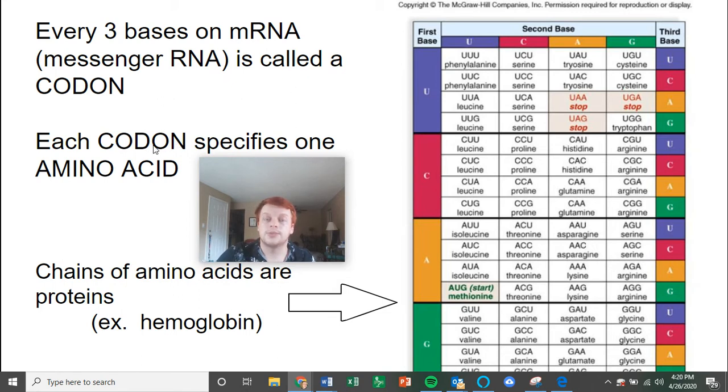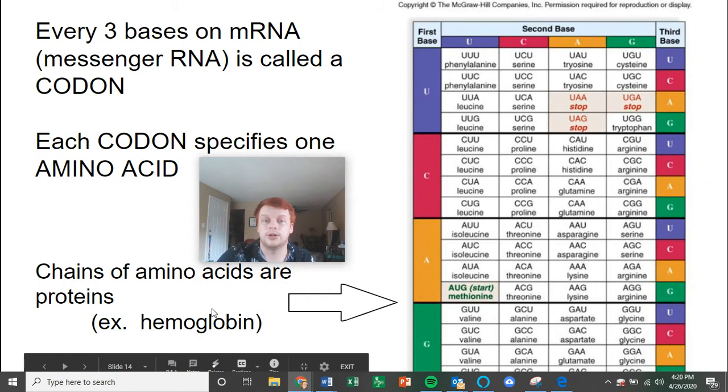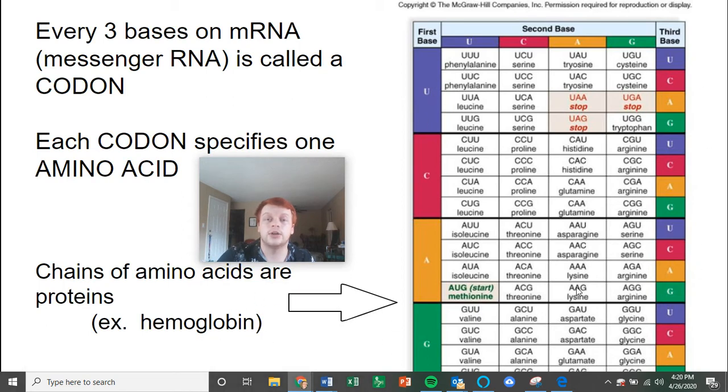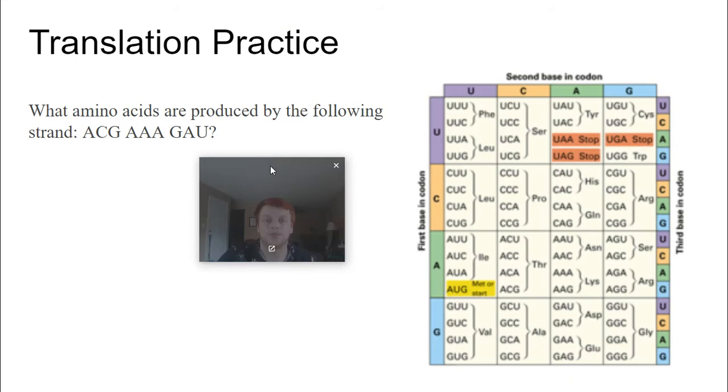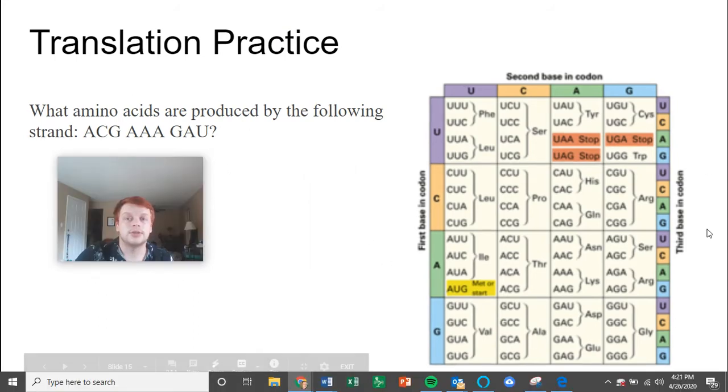Every codon specifies 1 amino acid, and then the chain of amino acids that get produced is the protein, for example, hemoglobin. So this is a codon chart right here. You have one in your notes too, and we're going to practice reading it together so you guys can do your independent practice. So this looks similar to the one in your notes, except the one in your notes is not colored. Feel free to follow along in those if you'd like.